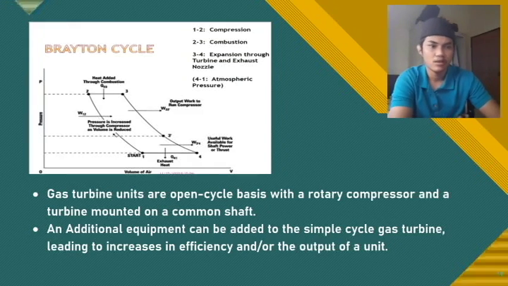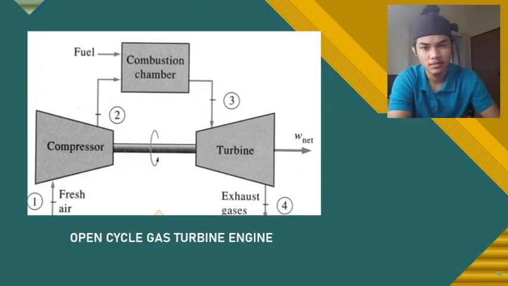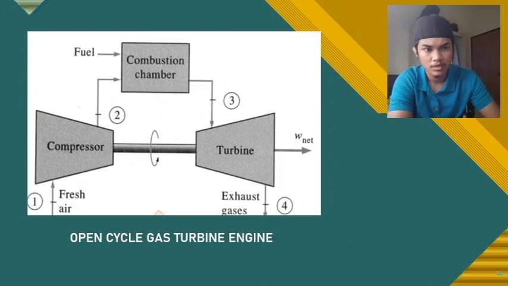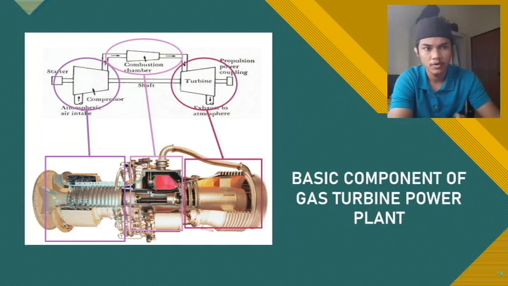As you can see, this is an open gas turbine engine. Firstly, fresh air enters the compressor, and the compressor compresses the air and sends it to the combustion chamber, where it mixes with fuel. The combustion chamber then does its work and the gas goes to the turbine. And the last one is the exhaust gas at number 4. The basic components of a gas turbine power plant are the starter, compressor, combustion chamber, and turbine.